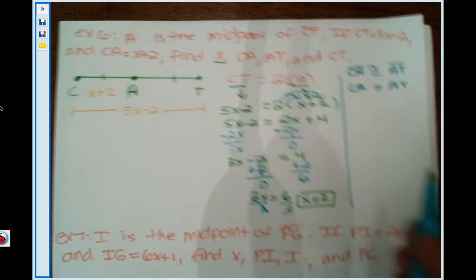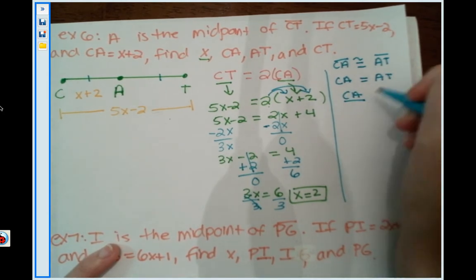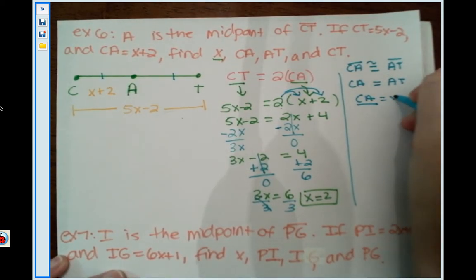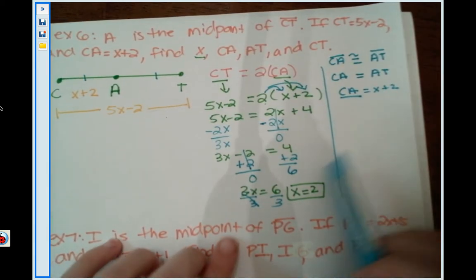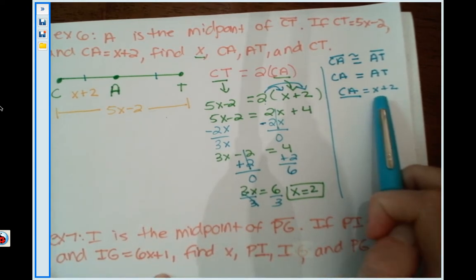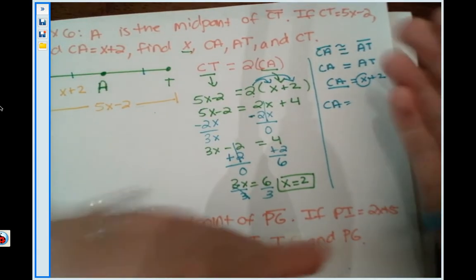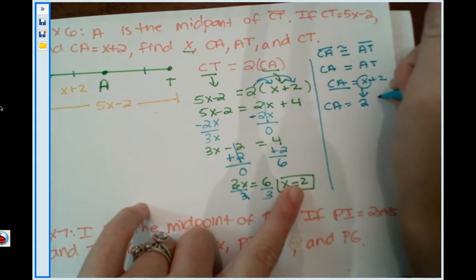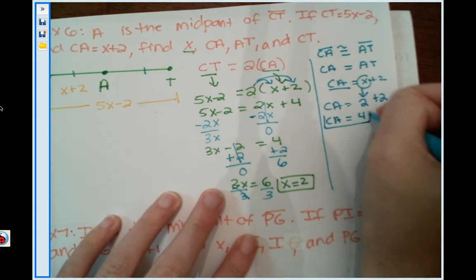Once I know CA, I will know AT. So why don't we solve for CA right now? Once I know CA, bam, I'll know AT. My CA equals x plus 2, and I know x is 2. So all I have to do to solve for CA is substitute the 2 in for x. CA equals 2 plus 2, which gives me a 4. So the length of CA is 4 units.